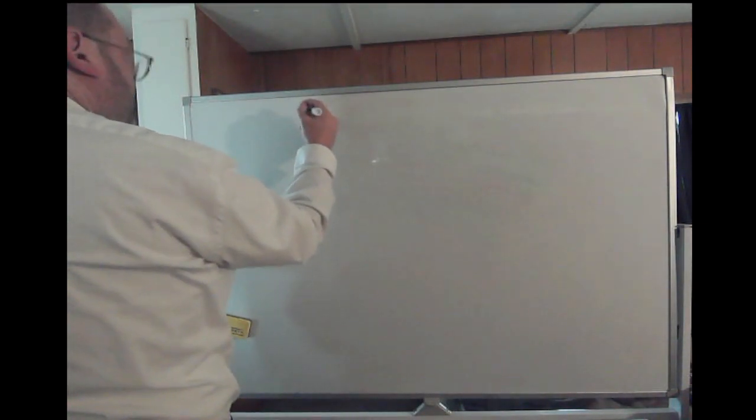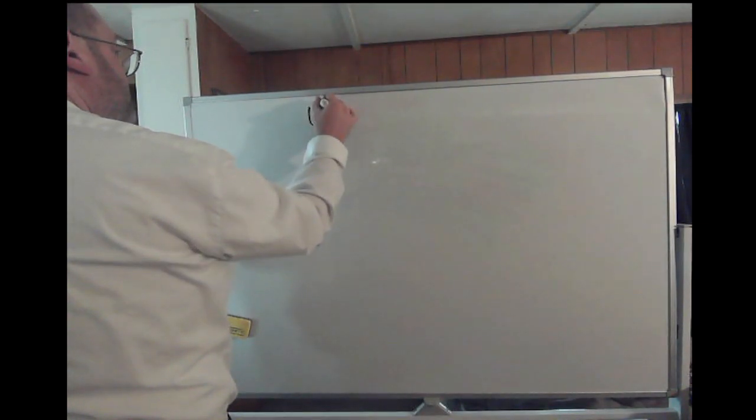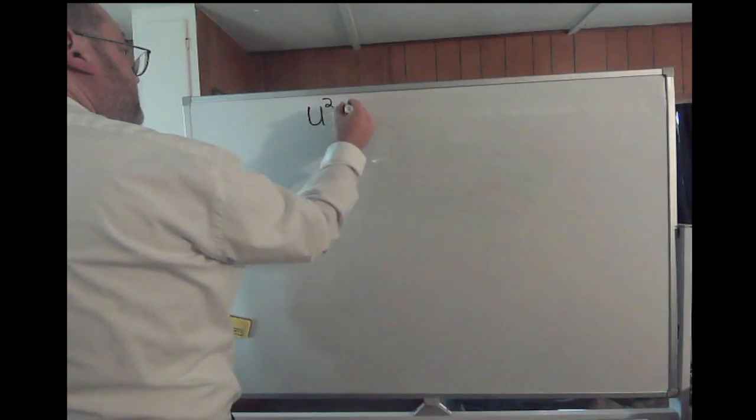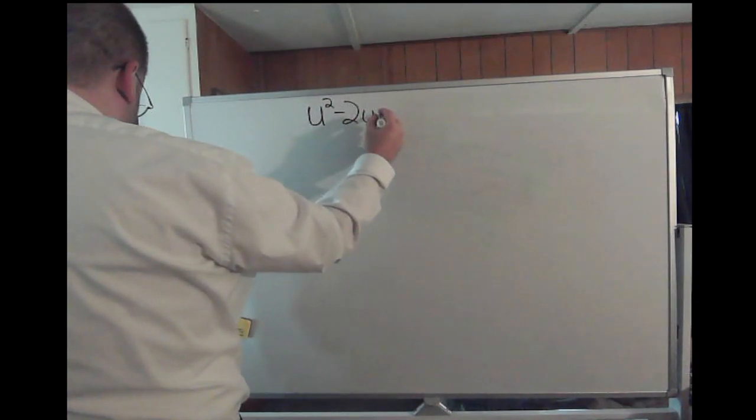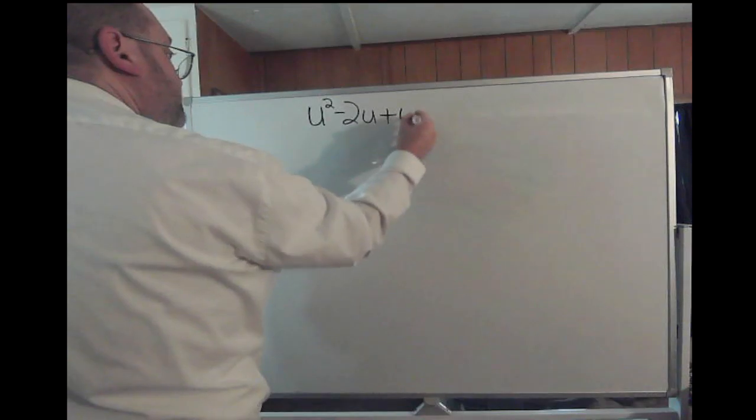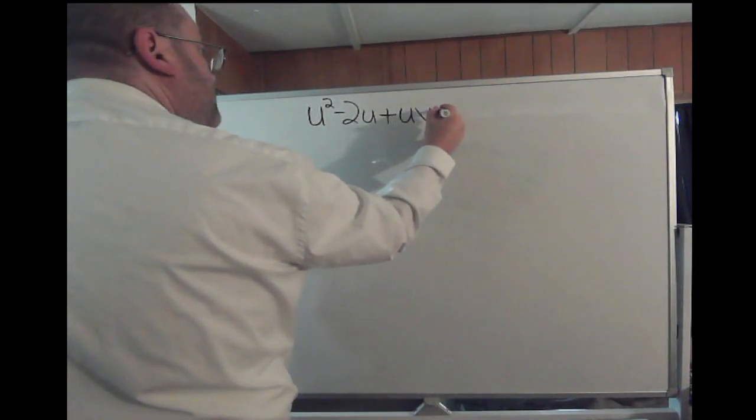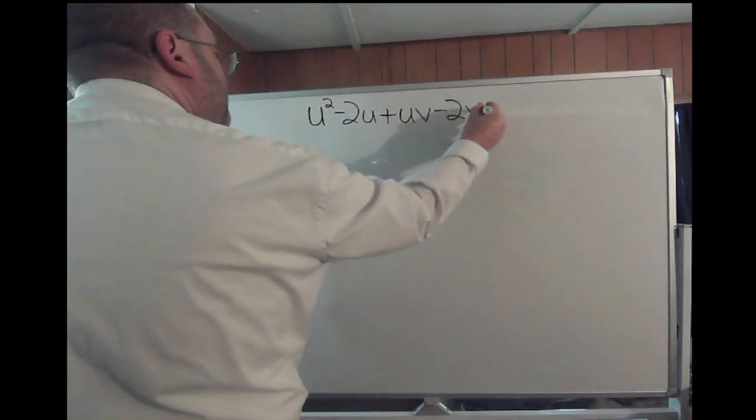Here's a similar problem. We have u squared minus 2u plus uv minus 2v.